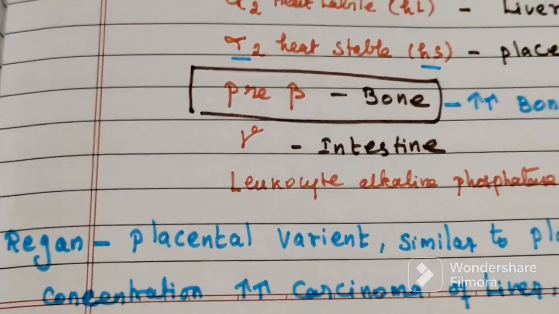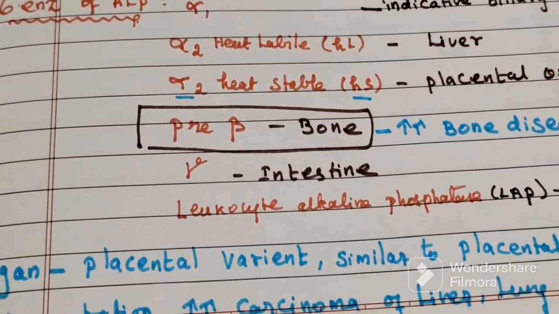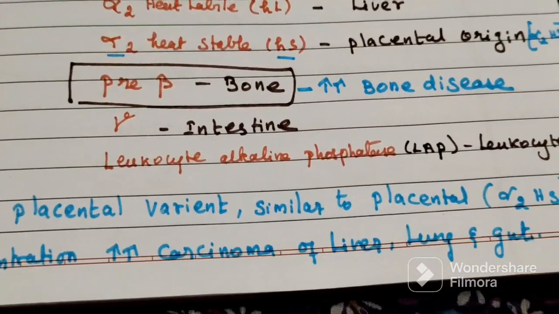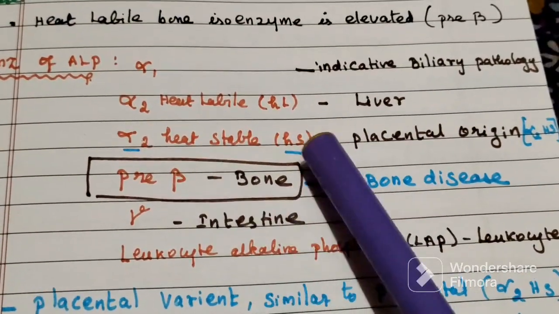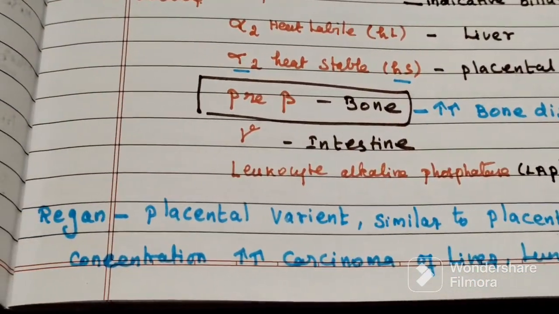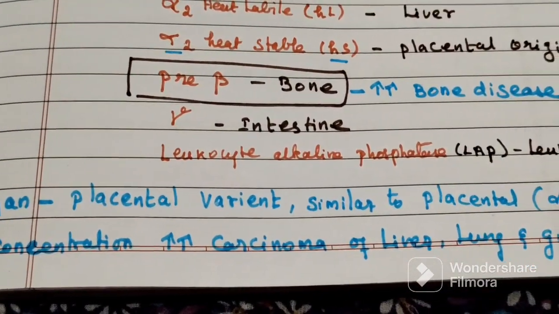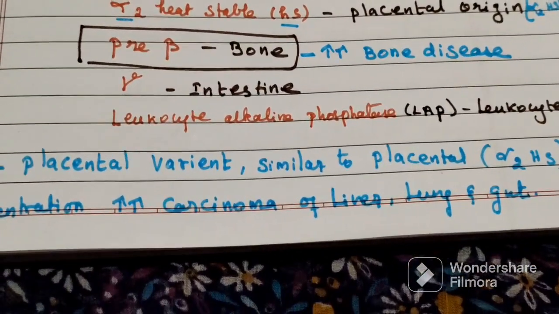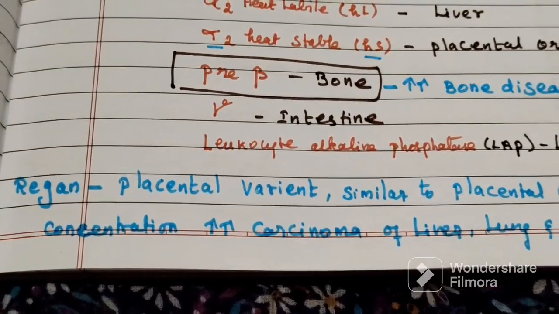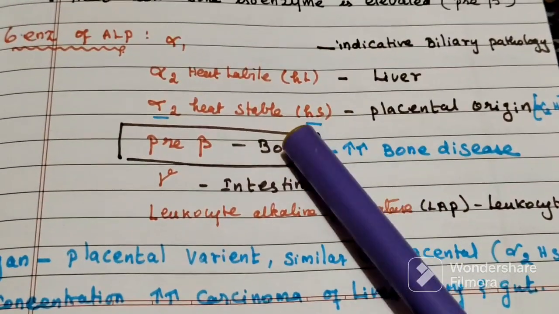Regan isoenzyme is a placental variant. It is similar to placental alkaline phosphatase, alpha 2 heat stable. The concentration increases in carcinoma of liver, lungs and gut. There is an increase in Regan isoenzyme. It is similar to the placental variant.